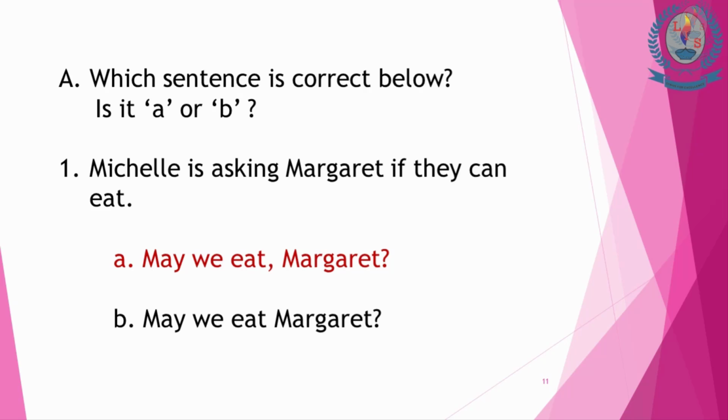As an example, first sentence is done for you. Michelle is asking Margaret if they can eat. Part A. May we eat, Margaret? Part B. May we eat Margaret? Look at these 2 sentences. What is the sentence which gives the correct meaning? Sentence A means that Michelle is asking Margaret if they can eat. Sentence B means that Michelle is asking if they can eat Margaret. So the correct sentence is Part A, may we eat, Margaret.